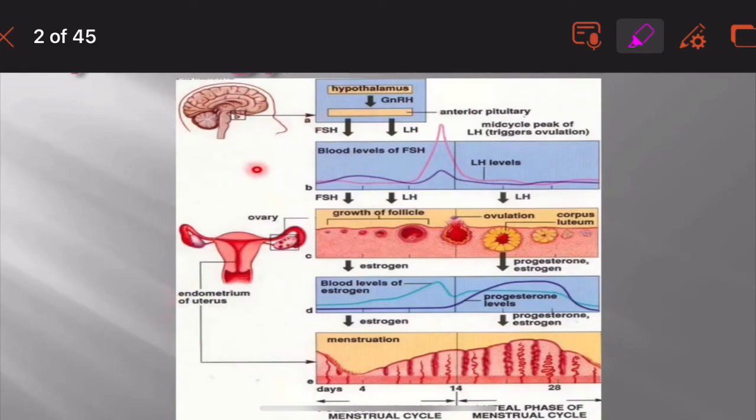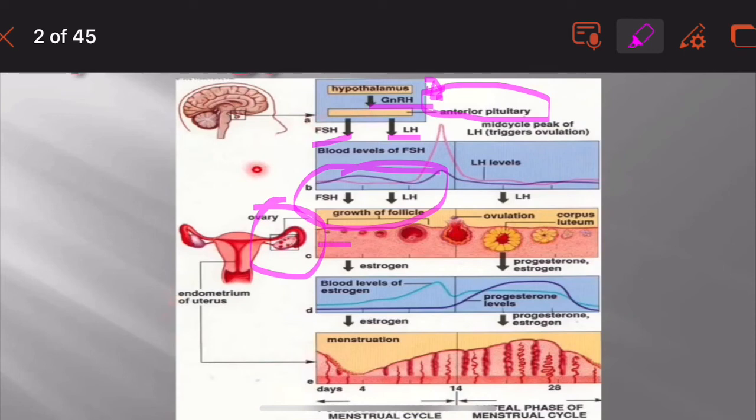You see, the hypothalamus here releases gonadotropin releasing hormone. The gonadotropin releasing hormone acts on the anterior pituitary, and it releases follicle stimulating hormone and luteinizing hormone. The hypothalamus releases GnRH, the GnRH acts on the anterior pituitary and it releases FSH and LH. These two hormones, FSH and LH, will act on the ovaries.